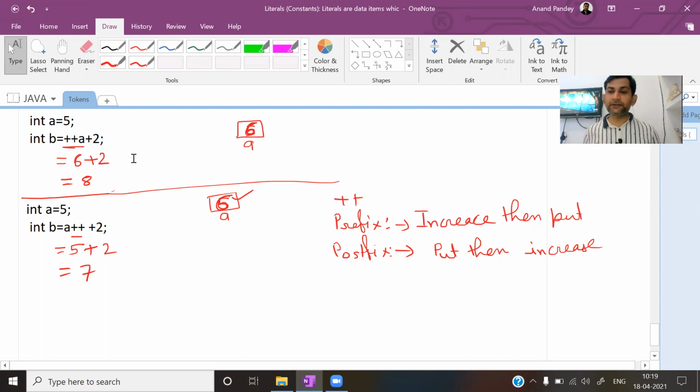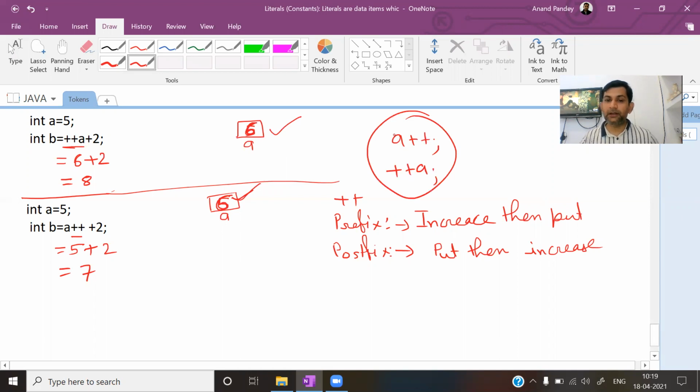So you can see what is the difference, that in case of prefix we are increasing then putting in the expression. In case of postfix we are putting then increasing. Okay, this is the difference. But you can see in both the examples, the value of a has become 5 to 6. दोनों केस में a की वैल्यू 5 से 6 हो गई है. This statement कि a plus plus लिखो और plus plus a लिखो, if you are writing plus plus a or a plus plus, in both the cases the value of a will increase by 1. It is true.